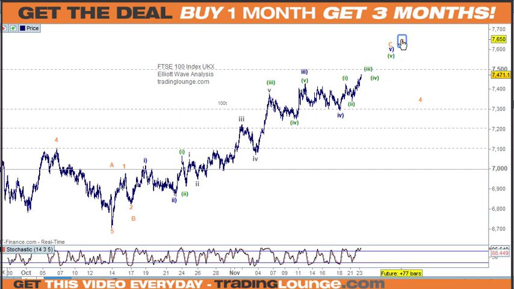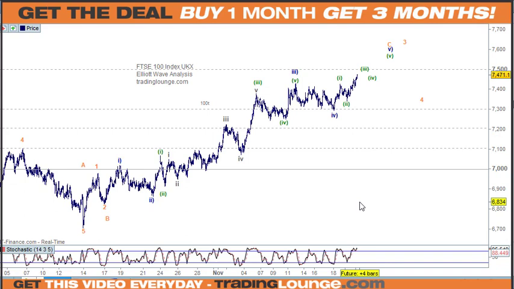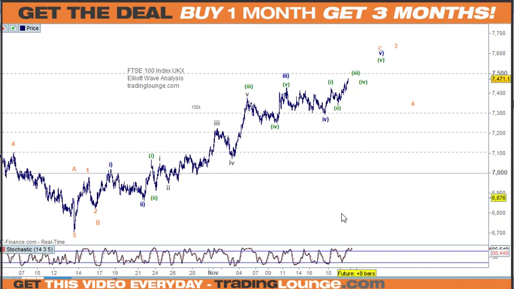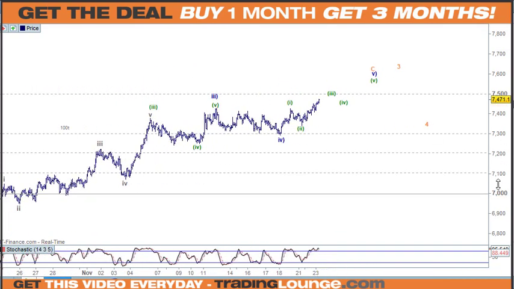Now we'll probably have the third wave up here, because I don't want to call this an A wave and a B wave here. I could, but there's no proportion ratio between wave A and wave C at this point. So it looks a little bit more bullish than that, but we'll just gather the evidence.